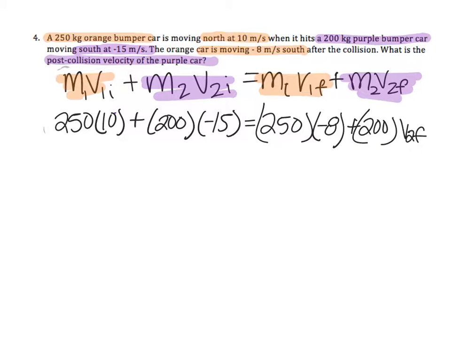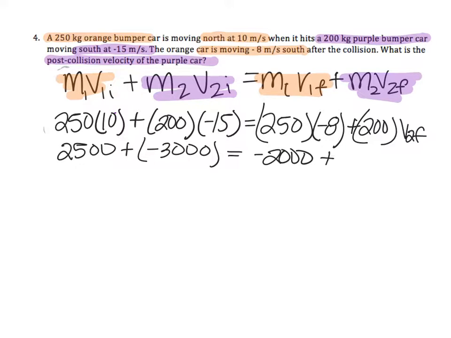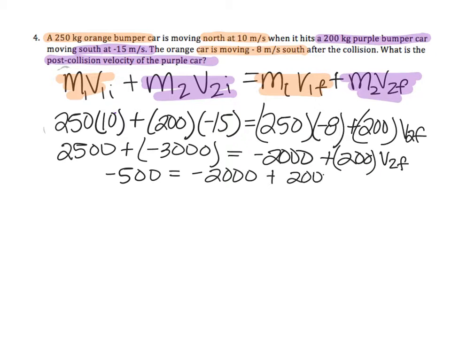I'm going to simplify by each part. On the left, we have 2,500 plus negative 3,000 equals negative 2,000 plus 200 times V2F. All I've done is just multiply each section. Now I'm going to simplify this left side down even more by adding those together. That's going to give me negative 500 equals negative 2,000 plus 200 V2F. We do not add that negative 2,000 and that 200. Do not do that. That is incorrect math.